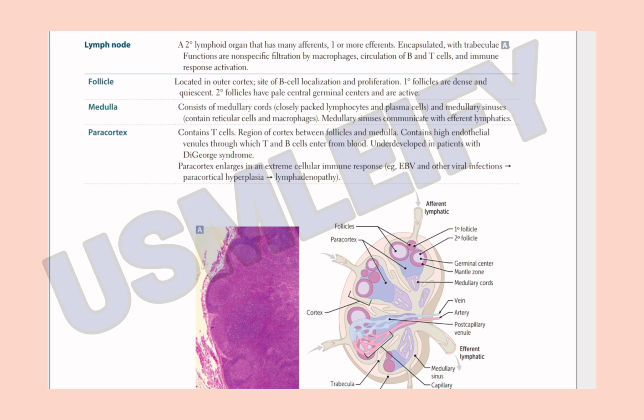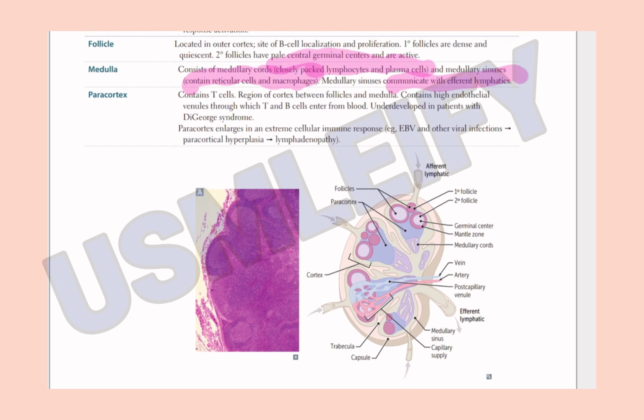The medulla contains medullary cords and sinuses. Medullary cords have closely packed lymphocytes and plasma cells, and medullary sinuses contain reticular cells and macrophages. Medullary sinuses communicate with the efferent lymphatics. They are basically the lymph-filled spaces. Macrophages are present in both medullary cords and sinuses. The medullary cords most prominently contain lymphocytes and plasma cells. This is the medullary cord, and the medullary sinuses communicate with the efferent lymphatics.